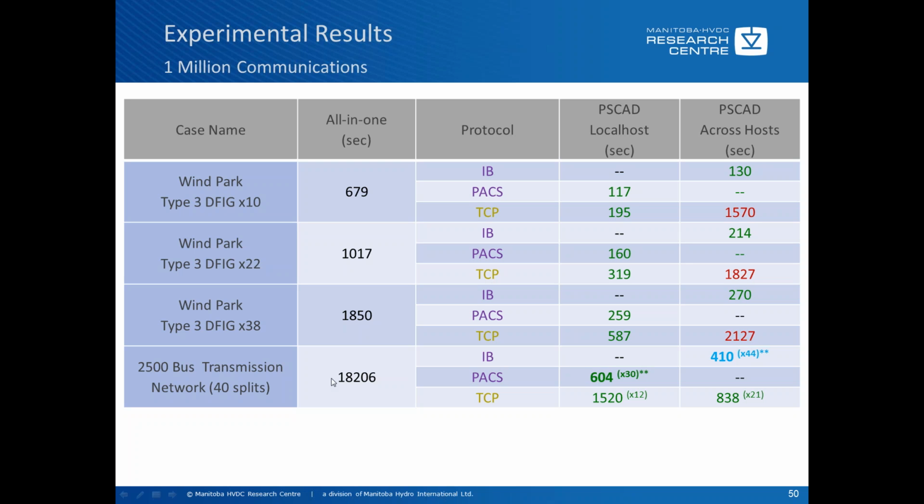These machines are simulated in full detail, so you don't have the effects of aggregation on the models. Now if we go to a larger transmission network, we used a 2,500 bus transmission network, and we broke that transmission network into 40 processes. On a single process it took 18,000 seconds, which if you do the math, is several hours to solve that. It's quite a long time.